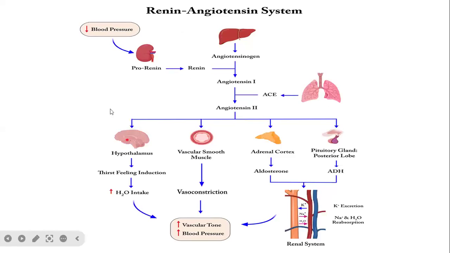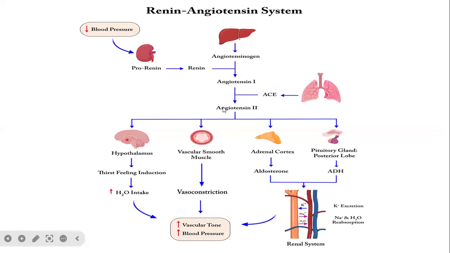So look at this diagram. When there's a drop in blood pressure, it will cause release of renin. Renin will convert angiotensinogen, which is produced by the liver, to angiotensin 1. Angiotensin 1 is converted to angiotensin 2 by the enzyme ACE, which is produced by the lungs.